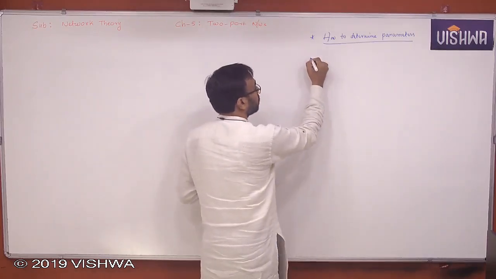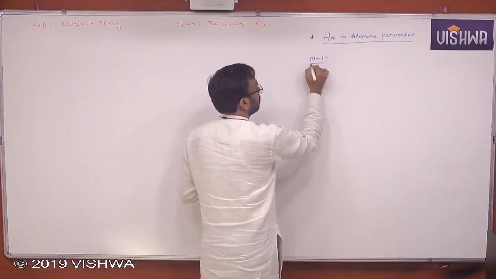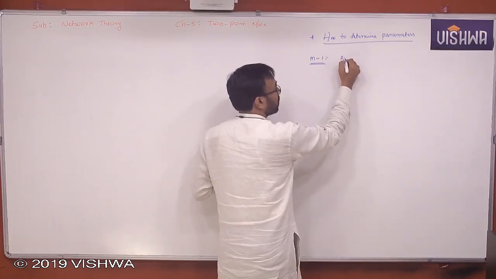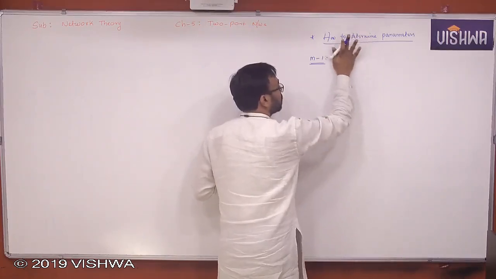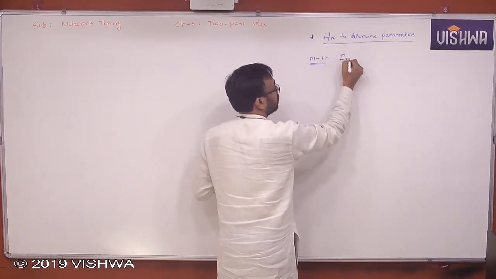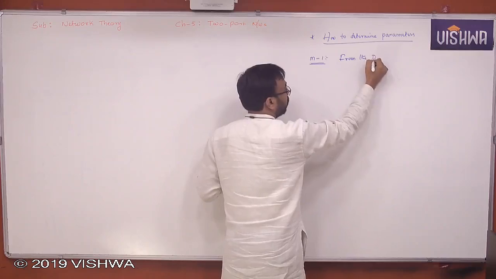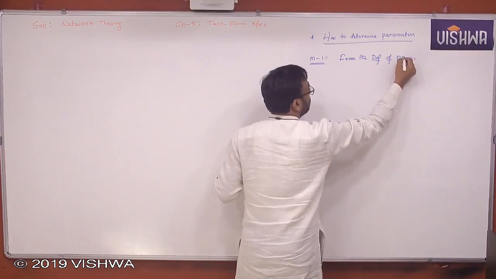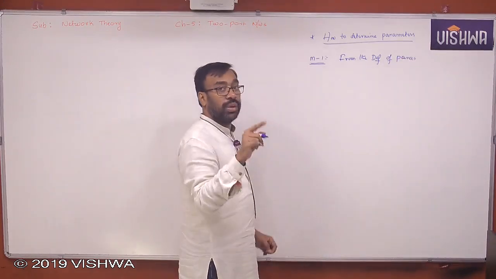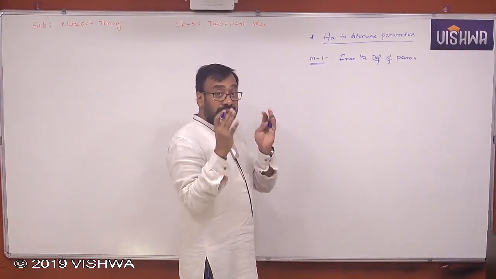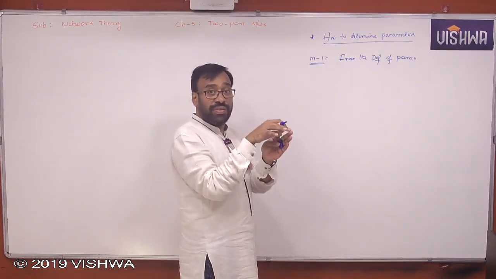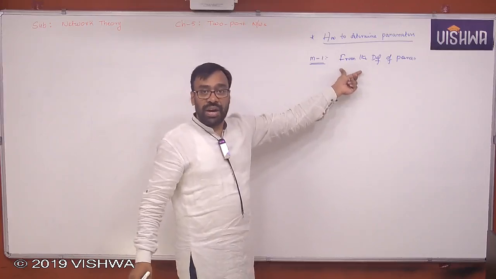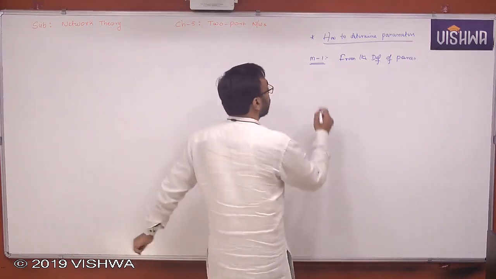Method 1. Okay. Method 1 is from the definition of parameters. How you define the parameters? Z11 is equal to V1 by I1 when I2 is 0. This is how you define the parameters. So from that definition of parameters, by applying the conditions, you are defining the parameters. So from the definition of parameters or else from the conditions, you can find in one method. Okay, the first method.